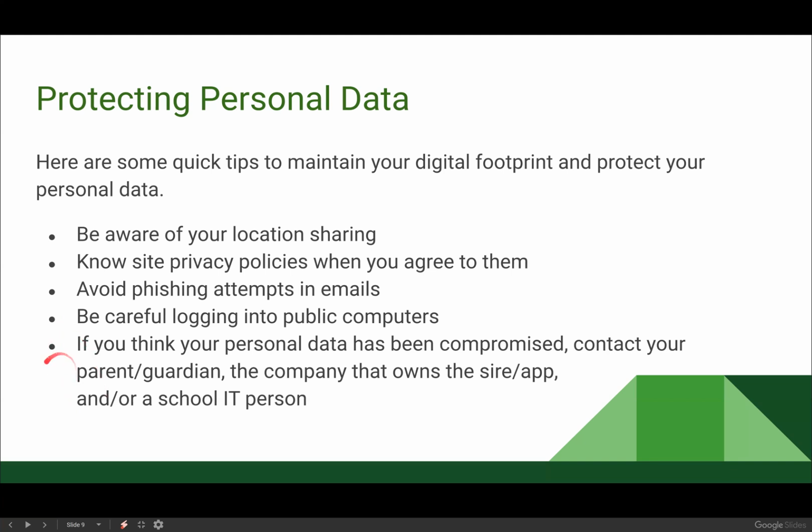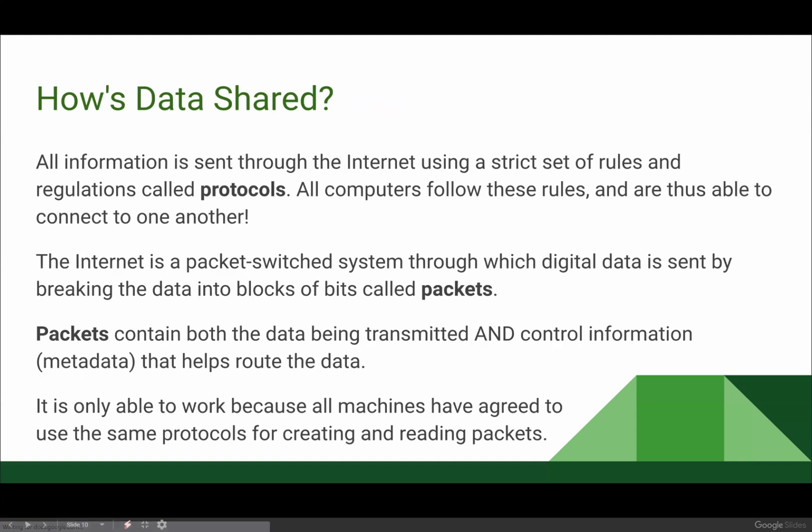And last, if you think your personal data has been compromised in any way, contact someone in authority, either your parent or your guardian, someone who owns the site or app, or maybe a school IT person. I don't know. Someone who has the chance to potentially help you figure out what's going on with your own data. So there's a whole bunch of tips on how to improve your internet security.